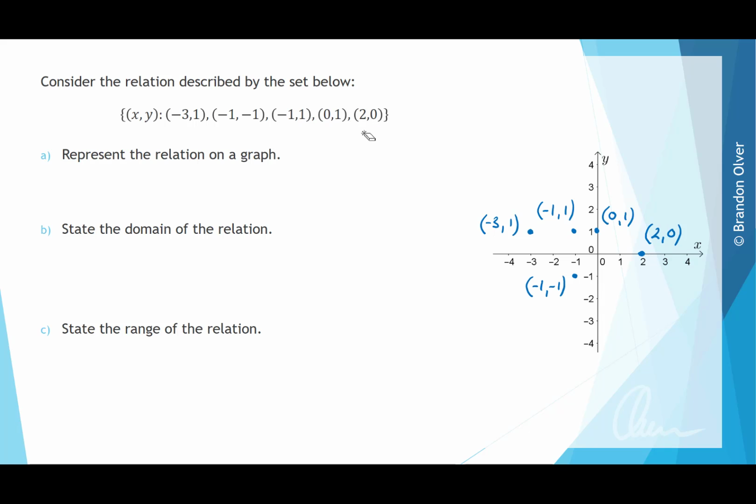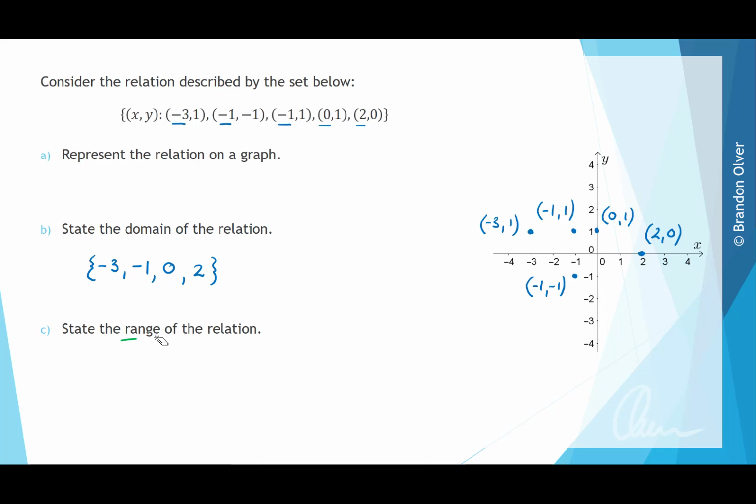Next, we want to state the domain of this relation. So the domain is the set of all of the first elements in the ordered pairs. So we have -3, -1, 0, and 2. We only list -1 once. So they are the set of all the first elements in the ordered pairs, which is the domain.